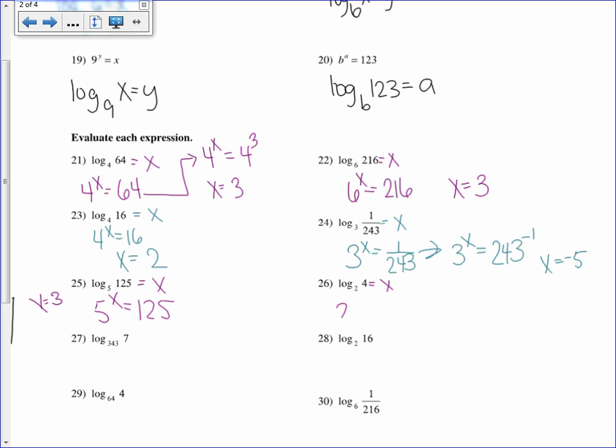This one, set this equal to x. 2 to the x is equal to 4. Again, hopefully that's one that we all know. X is going to be equal to 2.